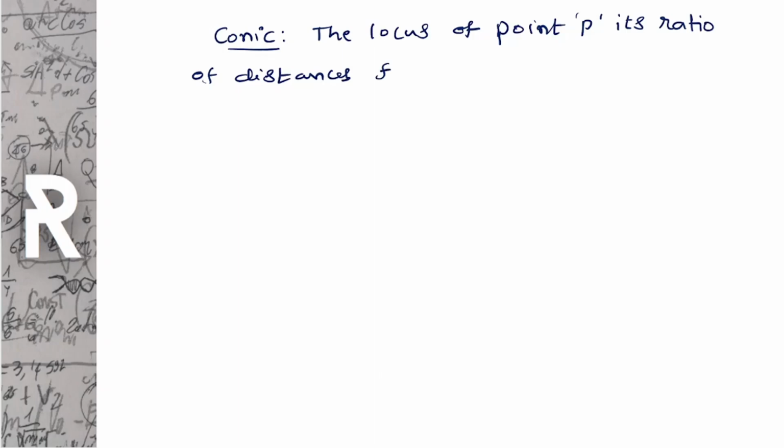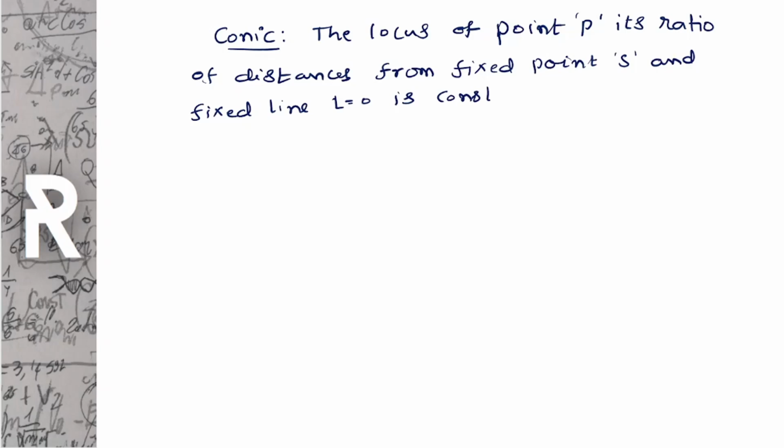The locus of a point P, whose ratio of distances from a fixed point S and a fixed line L is constant E, is called a conic.